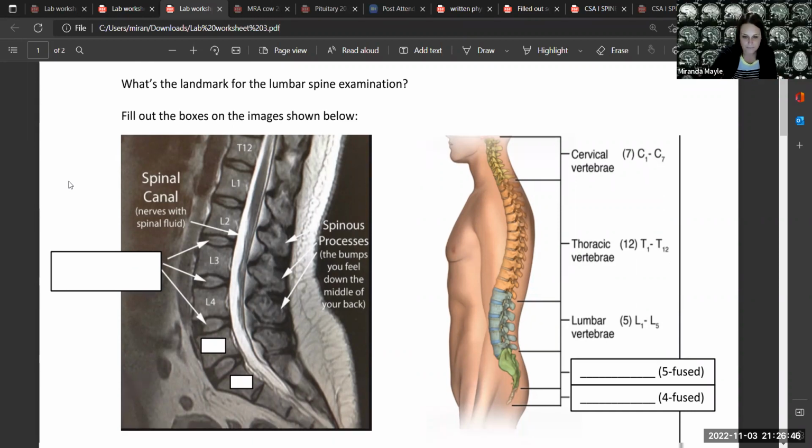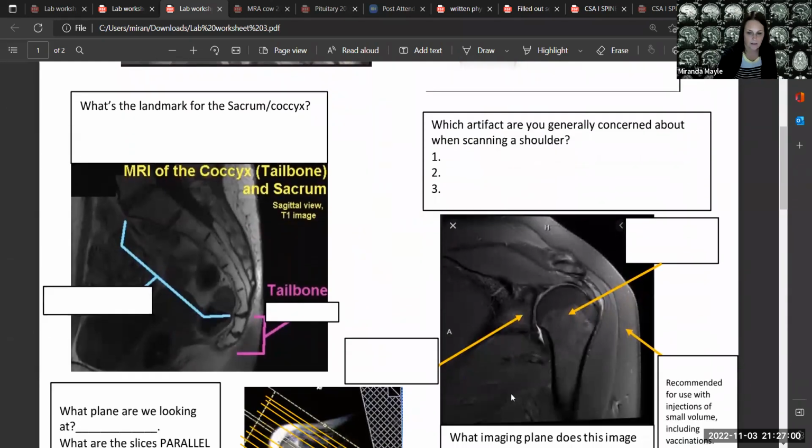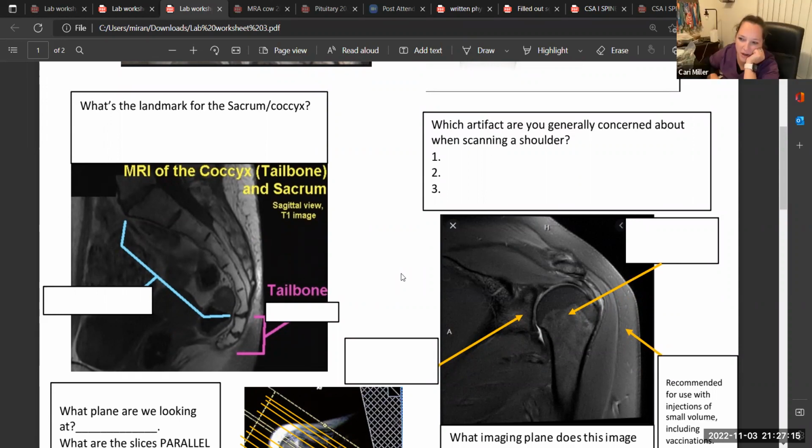Let's see. What is the area represented in green? What part of the spine is this? Sacrum. And the last lower part here, what is that? Coccyx. All right, what is the landmark for the sacrum coccyx? Anybody remember? 4 inches below the iliac crest. It's about mid pelvis, honestly. Okay, so 4 inches below the iliac crest.